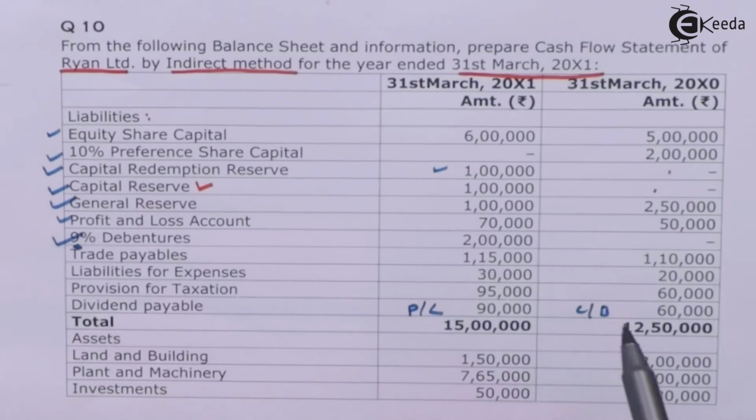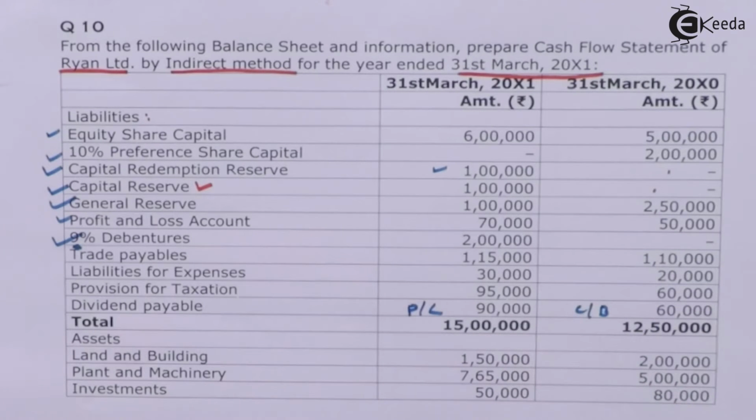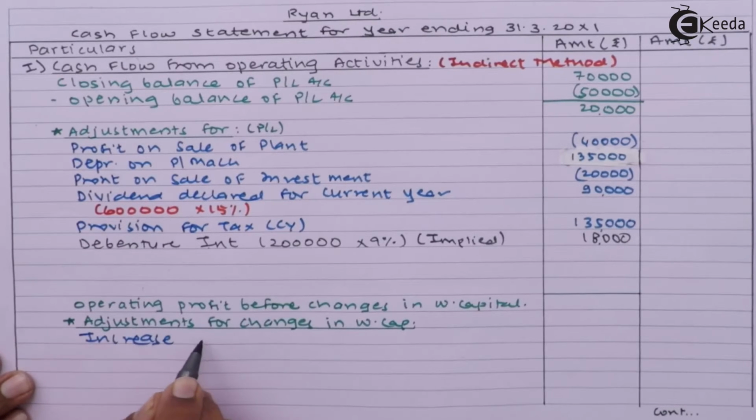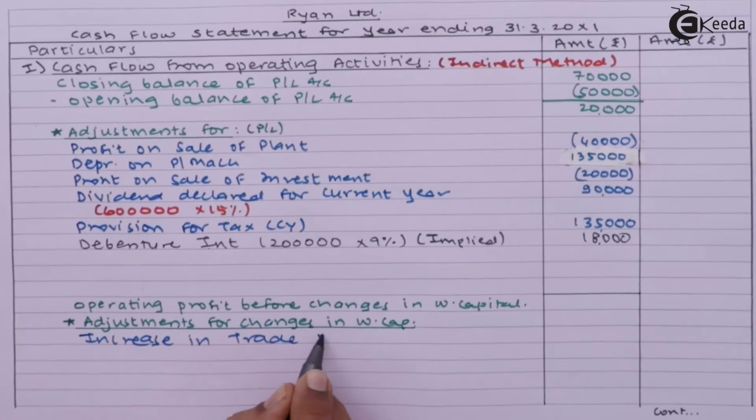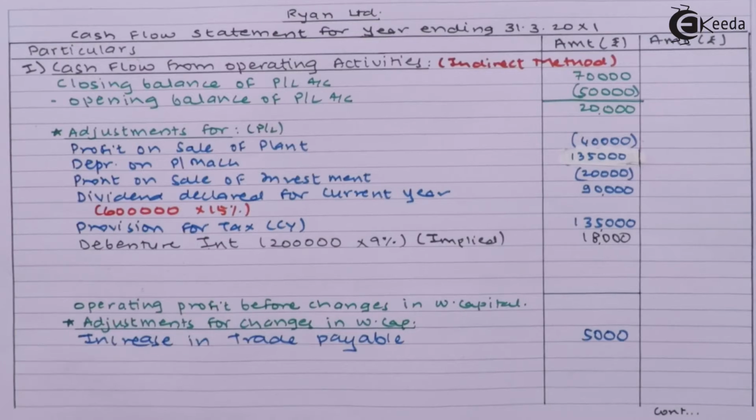Trade payable is your current liability. Earlier it was 110, now it is 115. That is, increase in trade payable will be inflow of the cash. 5,000 का इंक्रीज है तो मेरा कैश इनफ्लो दिखाया जाएगा 5,000 का.